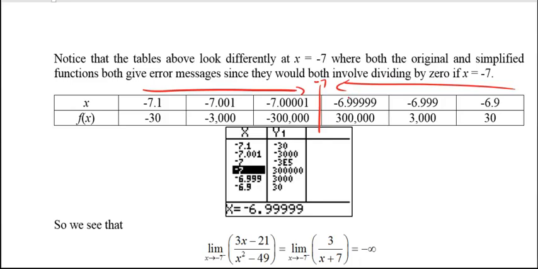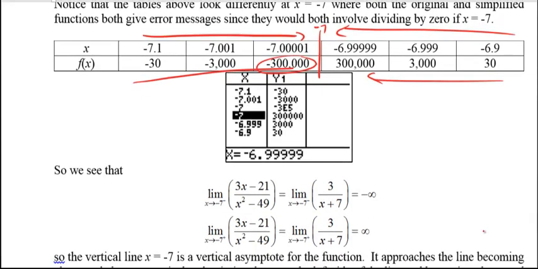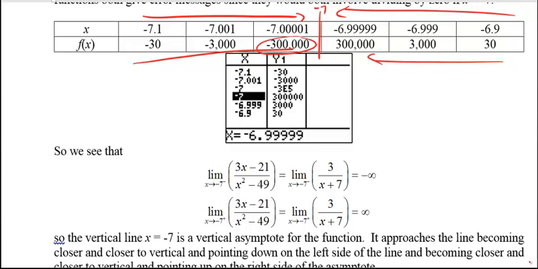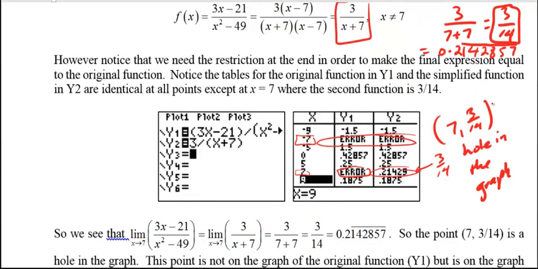Look what happens. The y values aren't approaching a particular number. As we come in from the left side, these y values are getting smaller and smaller, further and further away from the x-axis, going way further down, decreasing without bound, and they're increasing without bound coming this way. So the limit from the left side is negative infinity and positive infinity from the right side. We get error messages on both the original and the reduced version when we look at the tables side by side. And so right here we have a vertical asymptote.